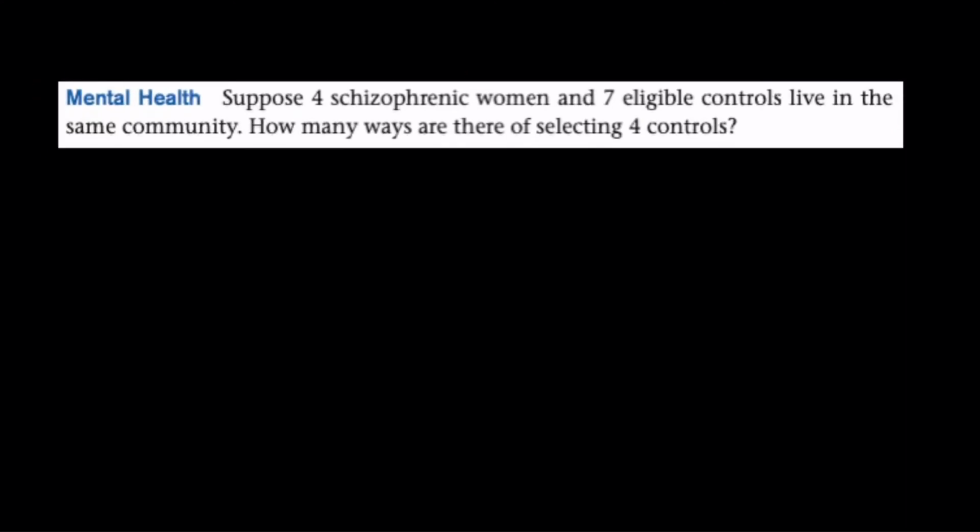Now again you have 4 schizophrenic women, and there are 7 eligible controls living in the same community. How many ways are there of selecting 4 controls? Now remember that n here is 7 and k here is 4. So pause the video right here and try to solve this problem. Notice that it's in the same community, which means it's a permutation, so nPk.